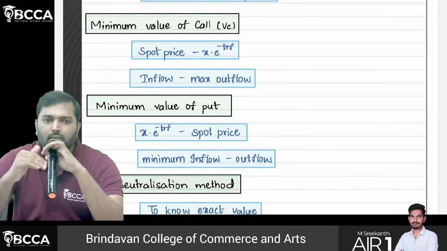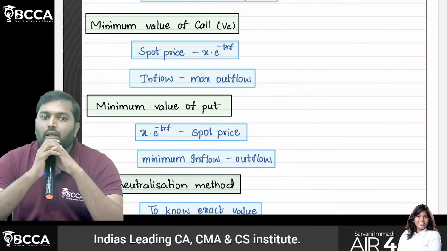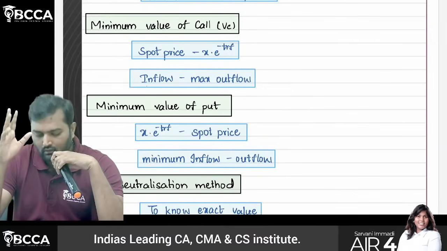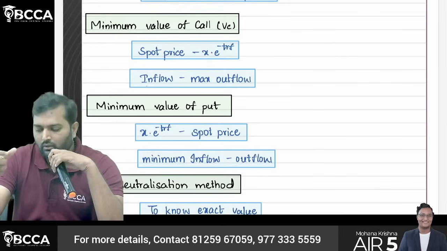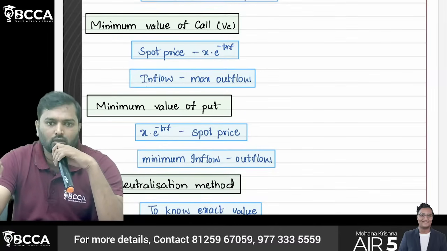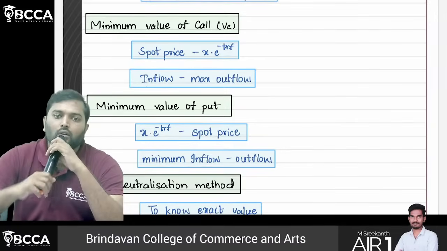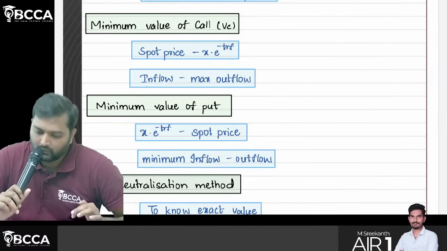This is less important for the Black-Scholes model. So to remember the Black-Scholes formula, this is important: minimum value of a call and minimum value of a put.